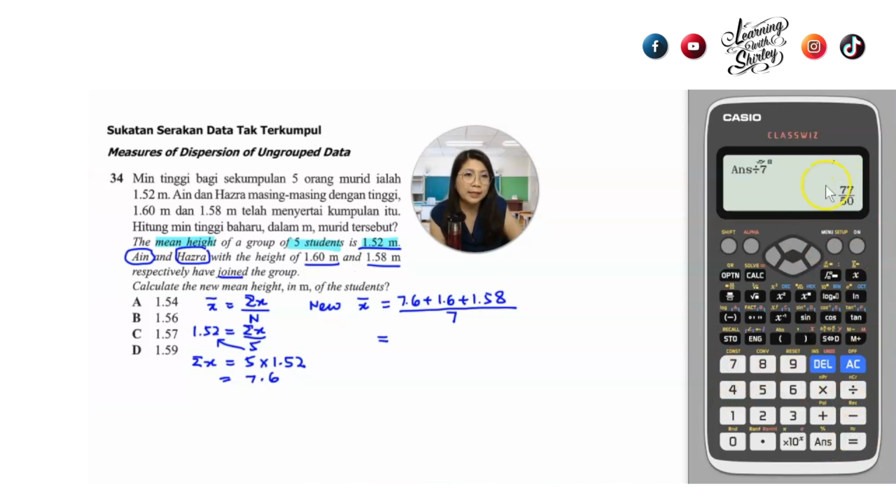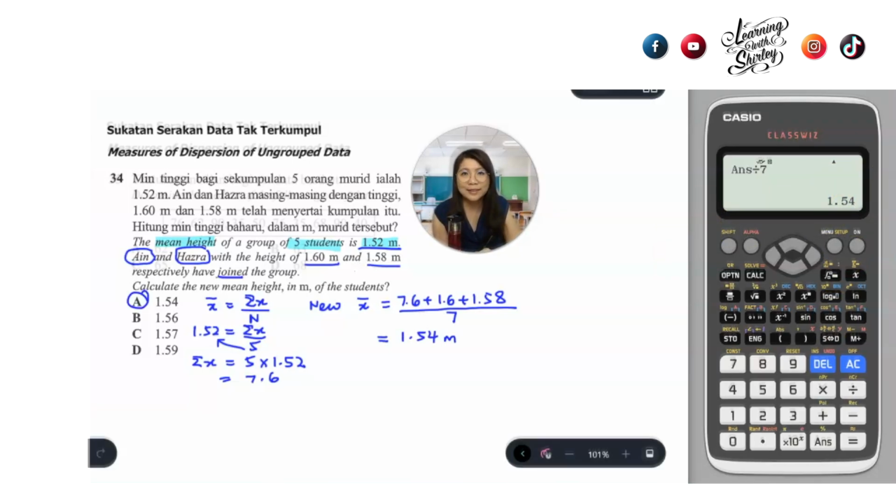So we will get 1.54. The unit is meter. Let's look at the options A, B, C, D. So the answer is A.